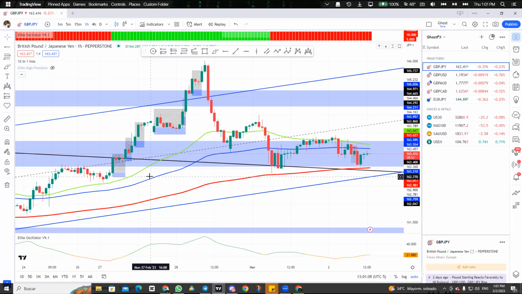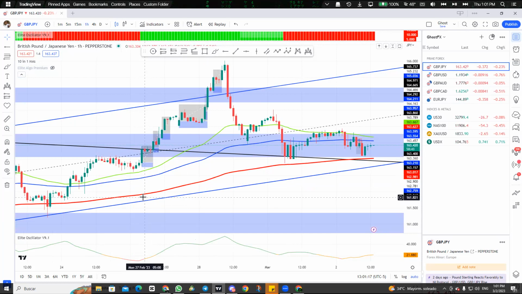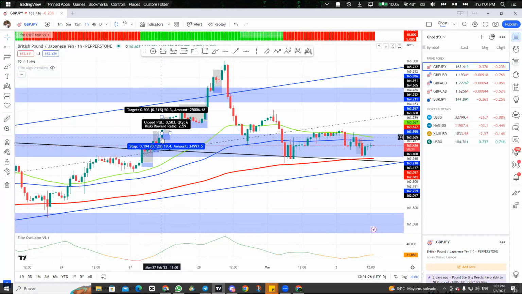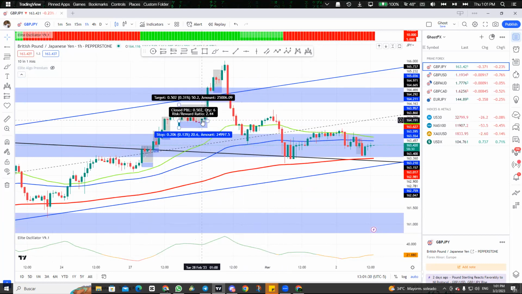This is how it looks on the 1 hour. At 1 hour, if we take a swing trade, where is our entry? Here, all the way up here. This would have been the first entry here. I would have taken another entry here, and I would have taken another entry here.